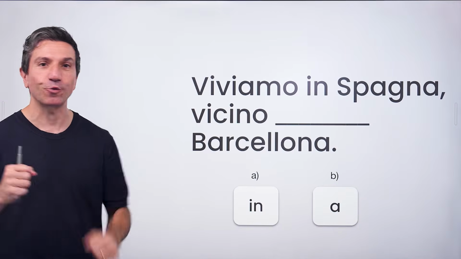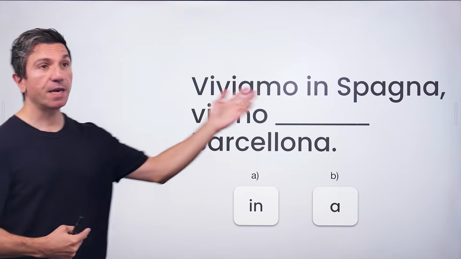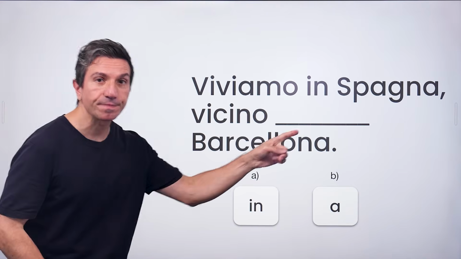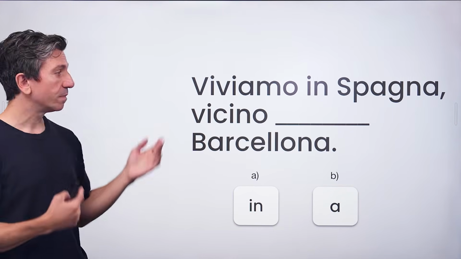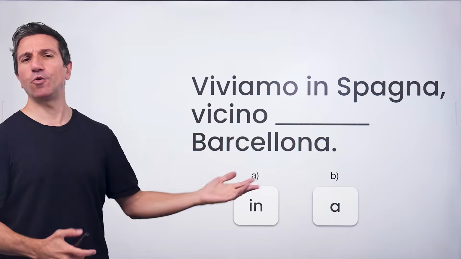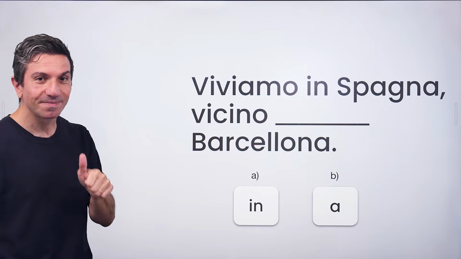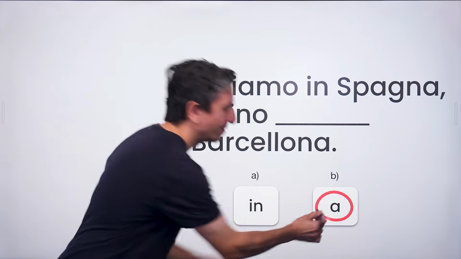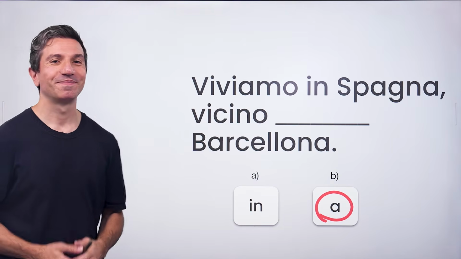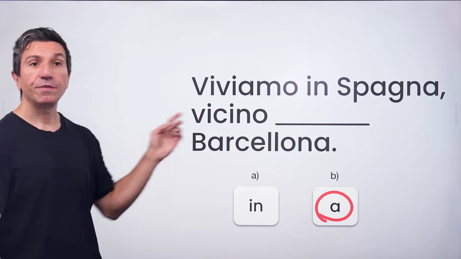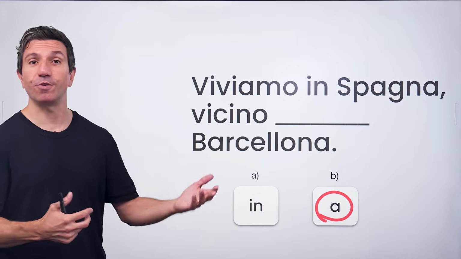Choose the best answer to complete the sentence. Ready? Viviamo in Spagna, vicino Barcellona. A. Viviamo in Spagna, vicino a Barcellona. We live in Spain, near Barcelona.